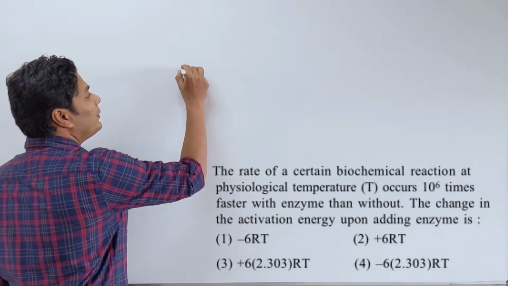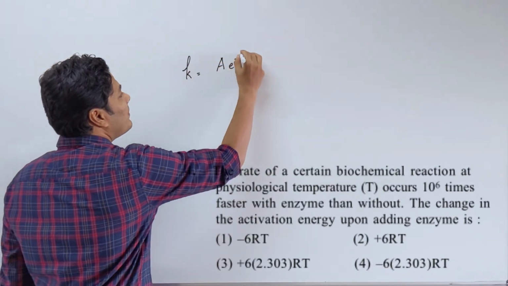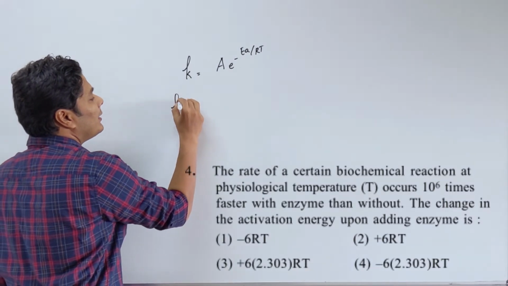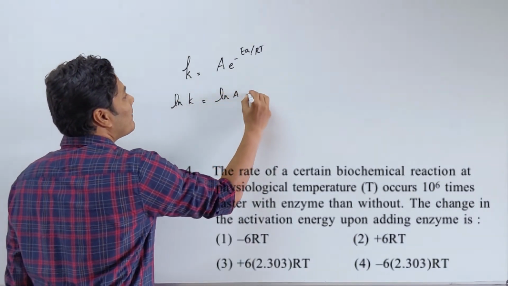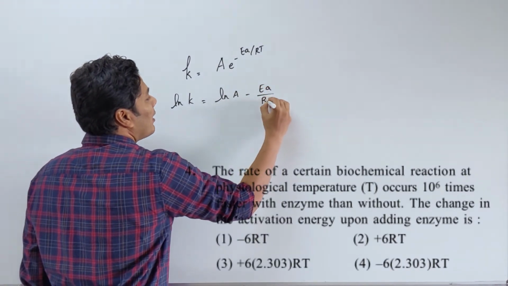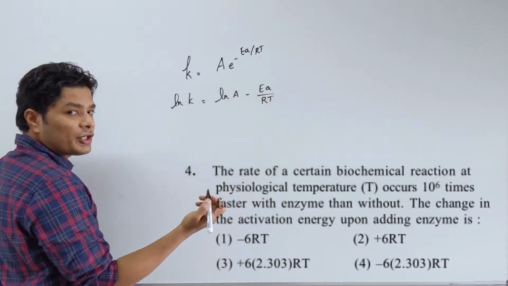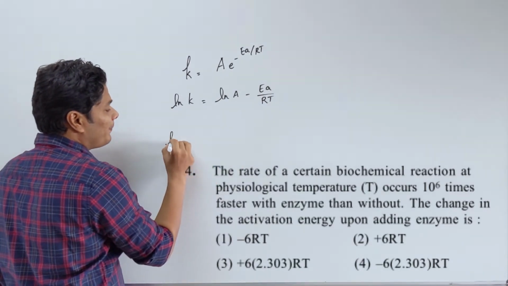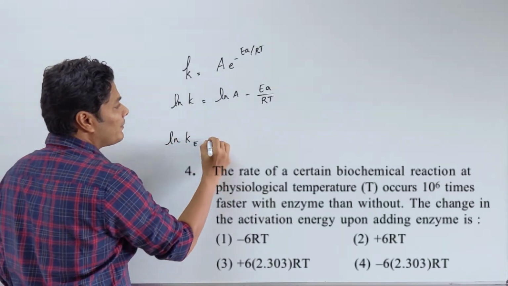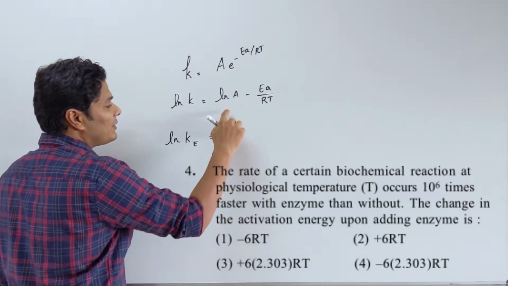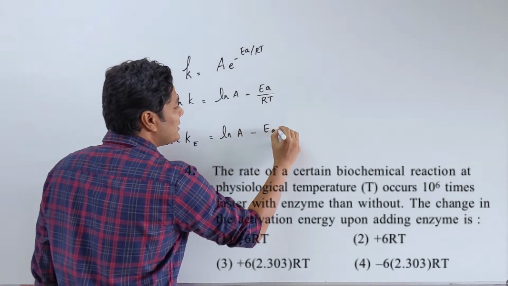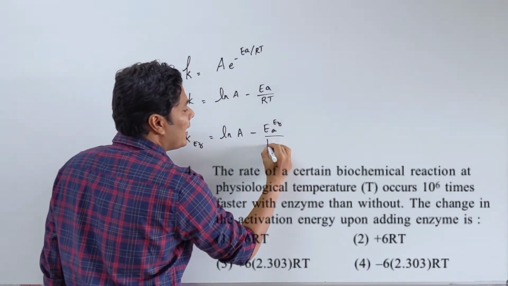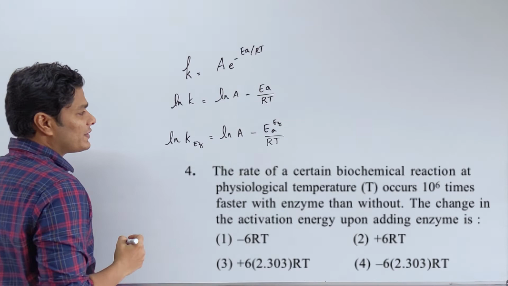Now, in kinetics, we know k equals A e power minus Ea by RT. If you take the ln on both sides, it's ln k equals ln A minus Ea by RT. Now, let's take two conditions: one with the enzyme and one without the enzyme. With the enzyme, let's put ln k_E equals ln A. This is not going to change. The frequency factor is not going to change. Minus Ea with the enzyme by RT, and they are not changing the temperature, so it is going to be the same.